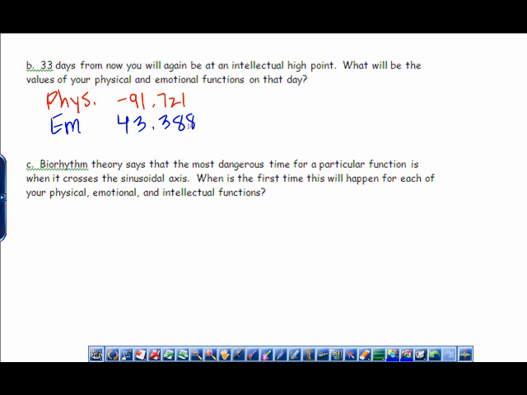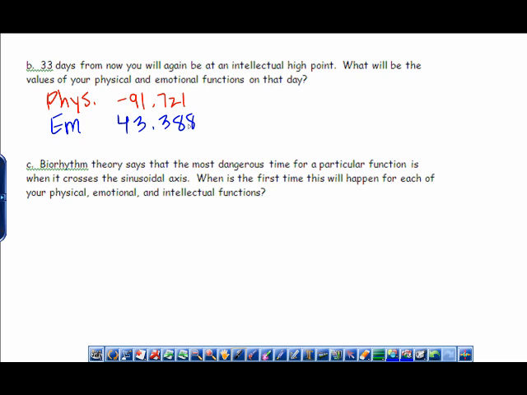All right. Part C is a little bit more interesting because it gives us some more information that we can apply. It says biorhythm theory states that the most dangerous time for a particular function is when it crosses the sinusoidal axis. So this would be when the y value is 0. Possibly this could be because you're going from being on the positive side to being on the negative side.